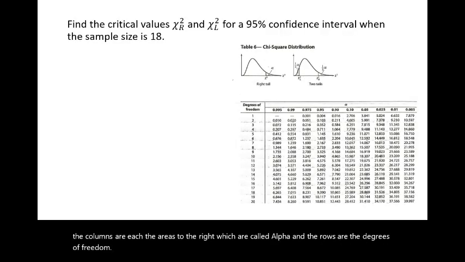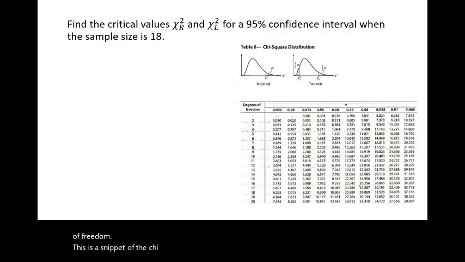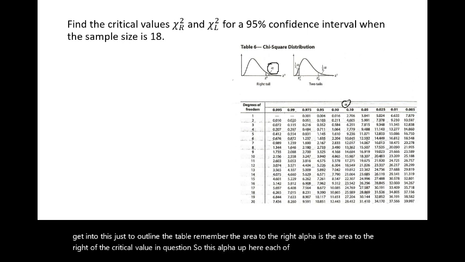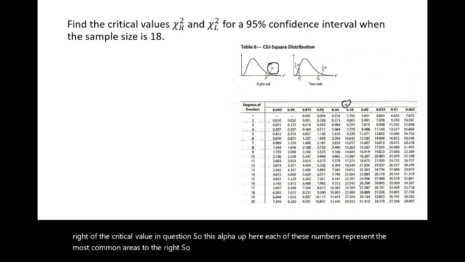This is a snippet of the chi-square table. You can find this on Canvas, remember. So just before we get into this, just to outline the table, remember the area to the right alpha is the area to the right of the critical value in question. So each of these numbers represent the most common areas to the right, and each of these rows are the degrees of freedom.